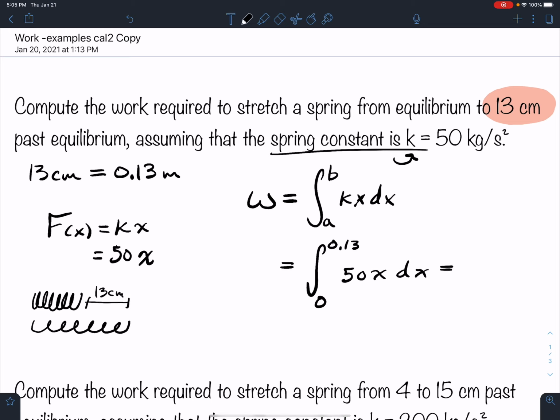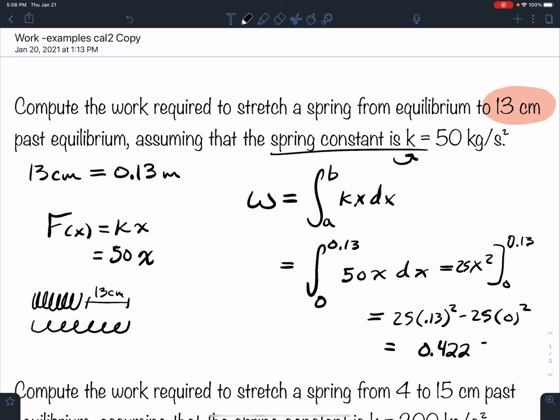Integrate this, I get x squared over 2. Dividing 2 into 50 gets me 25, from 0 to 0.13. And evaluating that, I have 25 times 0.13 squared minus 25 times 0 squared equals 0.4225 joules. Okay?